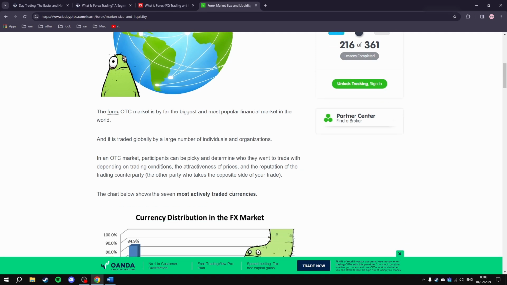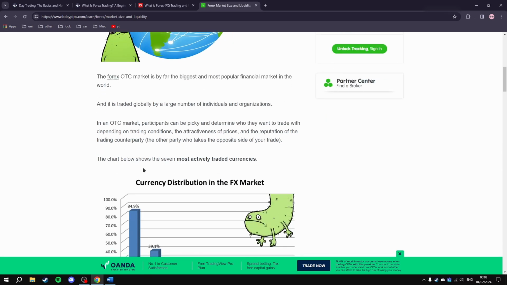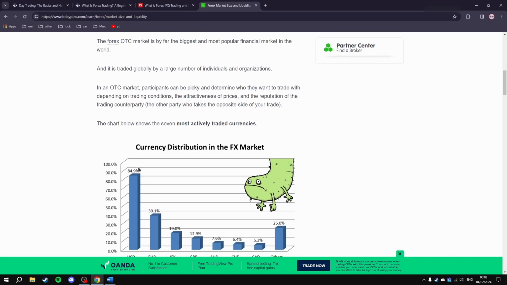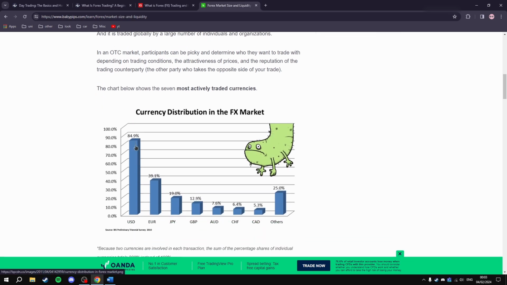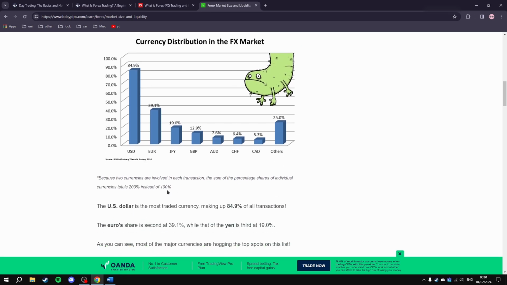In an over-the-counter market, participants can be picky and determine who they want to trade with depending on trading conditions, the attractiveness of prices and the reputation of the trading counterparty, the other party who takes the opposite side of your trades. The chart below shows the 7 most actively traded currencies: the dollar, the euro, the yen, the pound, the Aussie dollar, the franc, the Canadian dollar, and the others. Because 2 currencies are involved in each transaction, the sum of the percentage shares of individual currencies totals 200% instead of 100%.